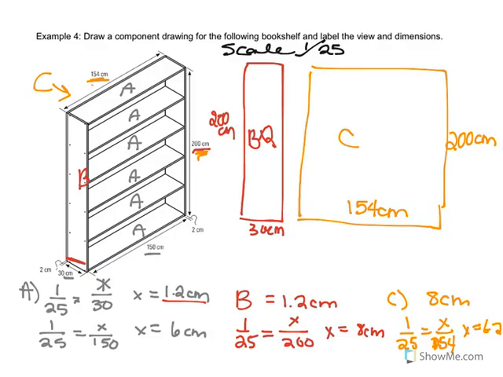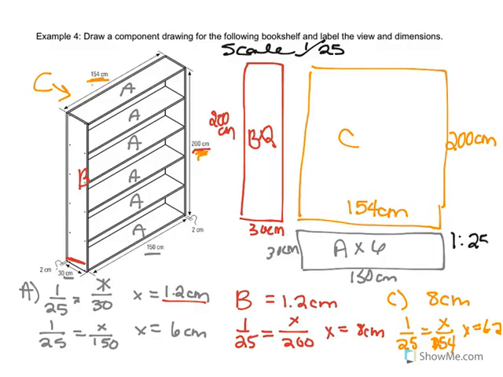And then the last side, side A, I drew right here. And it's 6 of them. There's 6 side A's, and they're 30 centimeters by 150. And it doesn't line up exactly, but it's pretty close. And then you can write that scale of 1 to 25 somewhere on there, which I think we forgot to do in the last example. Alright, that's it. There's component drawings. You're welcome.